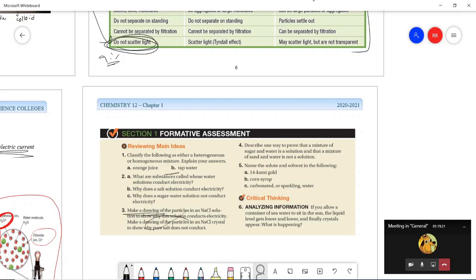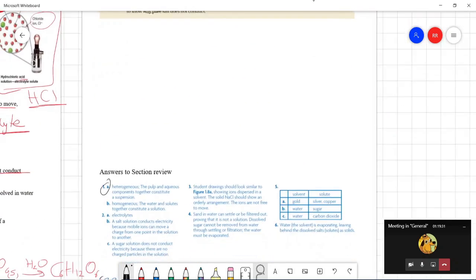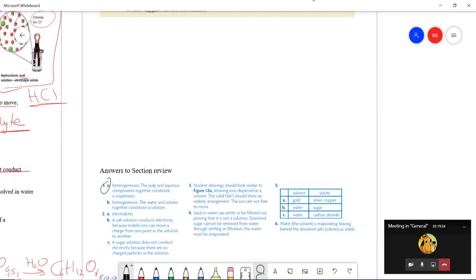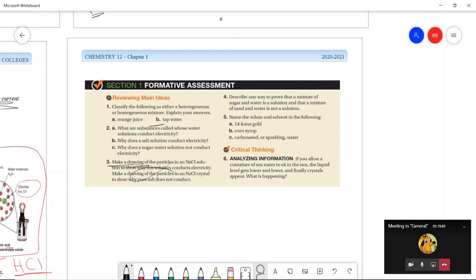Do they form a precipitate? No. Do they get filtered? No. Instead of one way, even the answer says two ways. Look at the answer. Sand and water settle or can be filtered out, proving that it's not a solution, it's a suspension, while dissolved sugar cannot be removed from water through settling or filtration. So you can prove it by these two ways: filtration and precipitation.